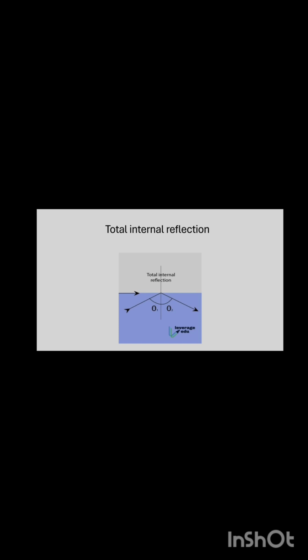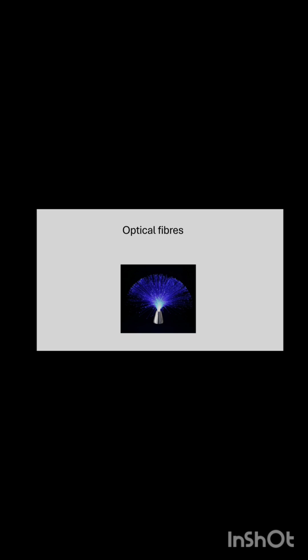Now, let's see the applications of total internal reflection. Are you familiar with this image? Yes, this is optical fiber. Imagine you want to send light through a long thin cable. What if the light bends or escapes? Yes, it is possible, so it is reflected within the optical fibers. It is a thin glass or plastic thread that reflects the light when it comes into contact.